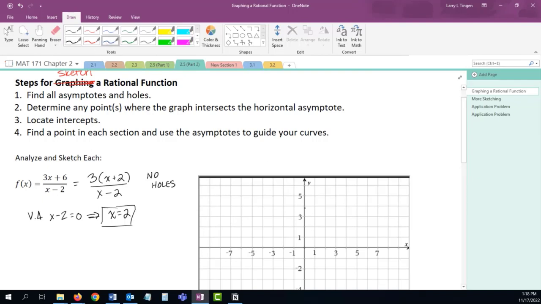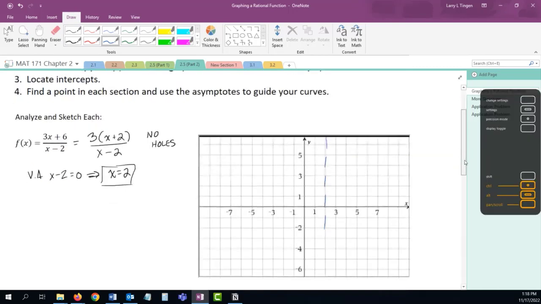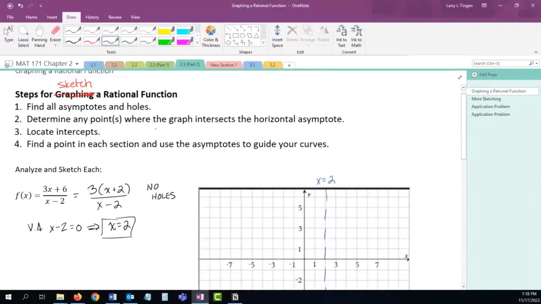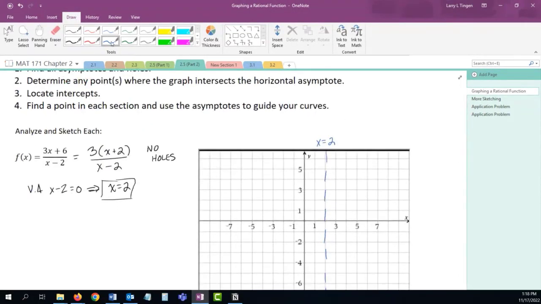So let's go do that. Here's my vertical asymptote at x equals 2. Okay, so step 1 is done. Vertical asymptotes, all asymptotes. Oh no, the vertical asymptotes are found. I haven't found the horizontal ones yet.